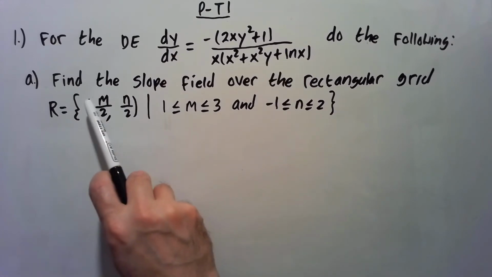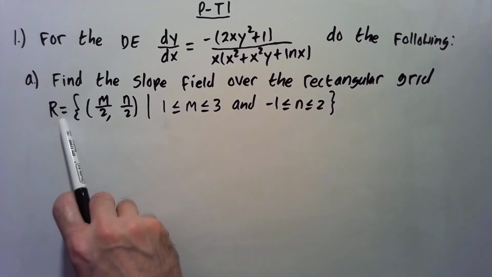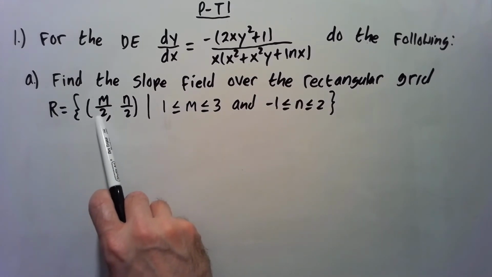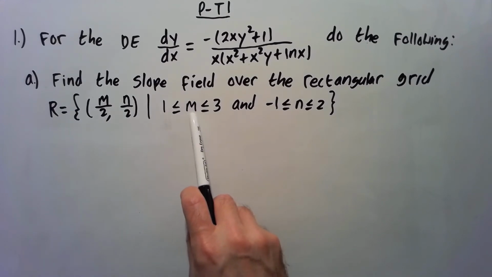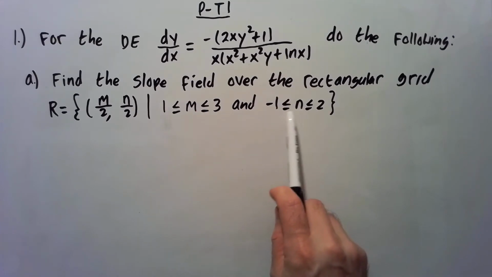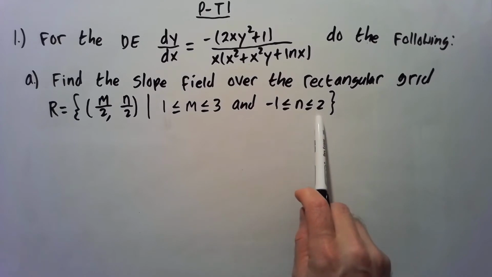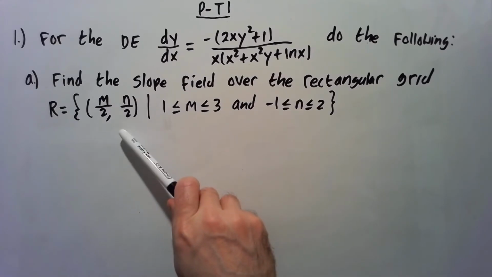So we have to find the slope field over the rectangular grid. The grid is m over 2 in the x position, n over 2 in the y position. M gets to go between 1 and 3, so m could be 1, 2, or 3, and n could be negative 1, 0, 1, or 2. So we have to find the slope at each point in our grid.